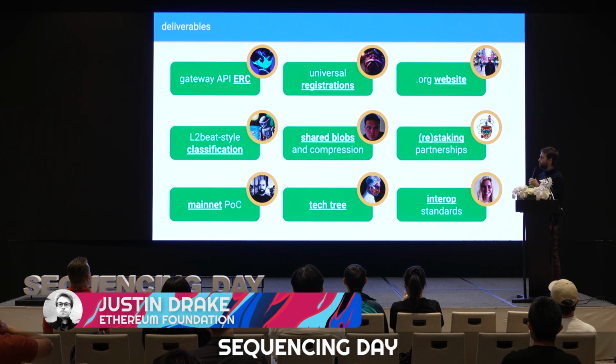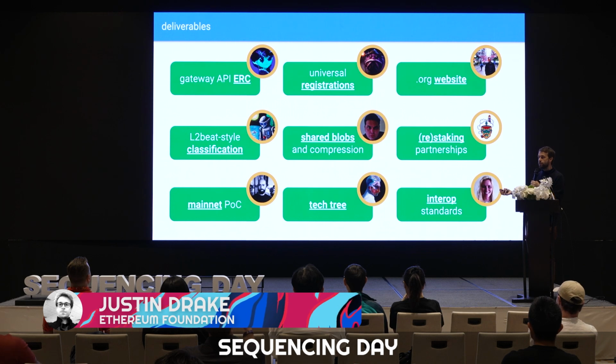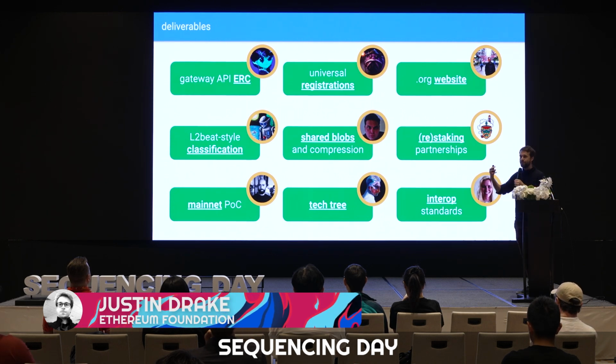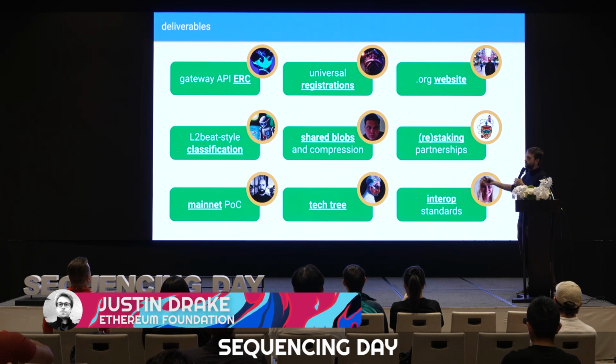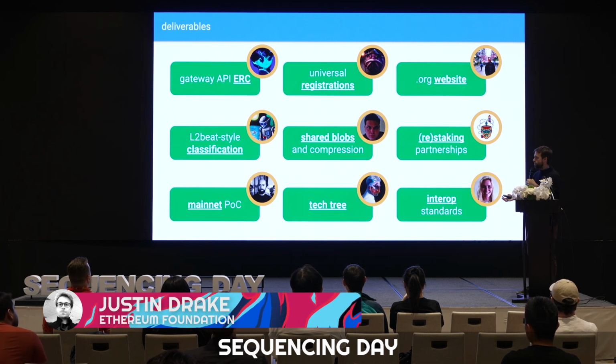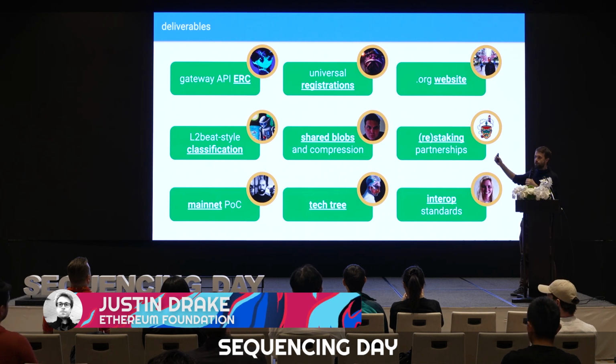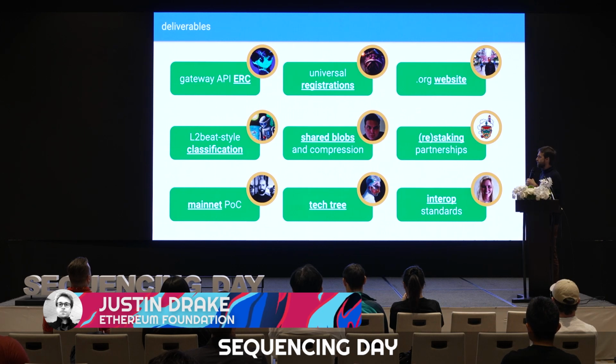So there was, for example, a standardization of the gateway APIs. And the key deliverable was to write an ERC, like a formal ERC, so that we can point to it and have a formal number. We had people work on this universal registration contract. We had Tim Bako, for example, bought the basesequencing.org domain name, and they're working on an educational website.